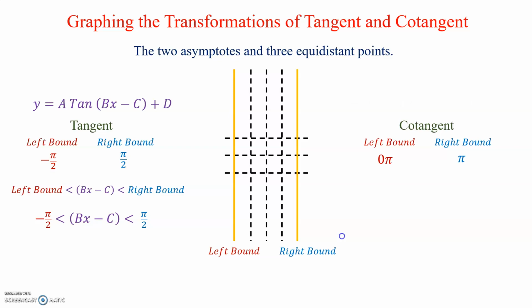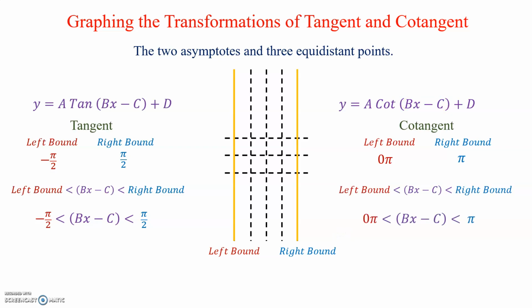So this will be the format we will use to help us determine the new left and right asymptotes for tangent. Well, when we look at cotangent, the general form is the same. We'll still use what's inside the parentheses. And so our inequality will be the exact same inequality, at least the format is. The only difference is the actual numbers that will be applied for the left and right bound. Cotangent has 0 and pi.